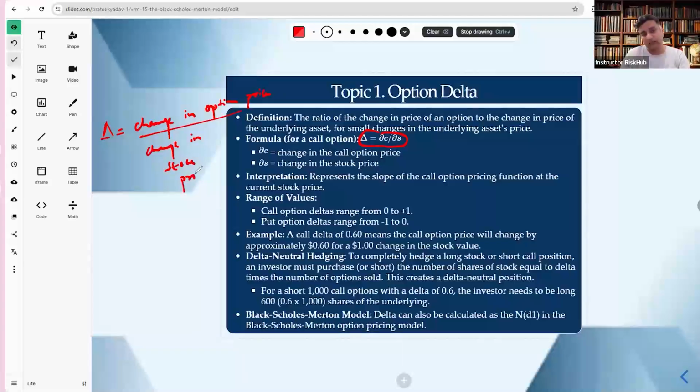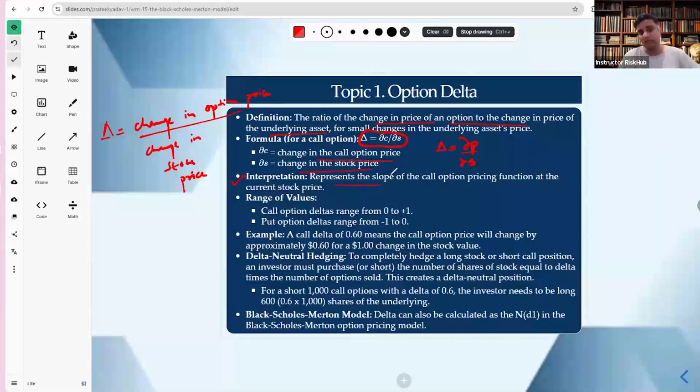Delta is a Greek, which is a sensitivity. It can be for call also. It can be put also. Here I have written call option. I can write put option also. Put option is change in P, put option, for change in underlying, which is your stock, right? The ratio of change in price of an option to change in price of underlying asset, that's delta. Change in call, you can do put also, change in stock price.